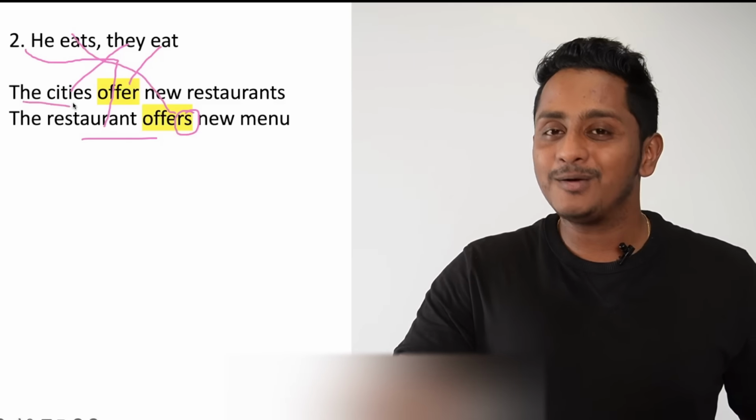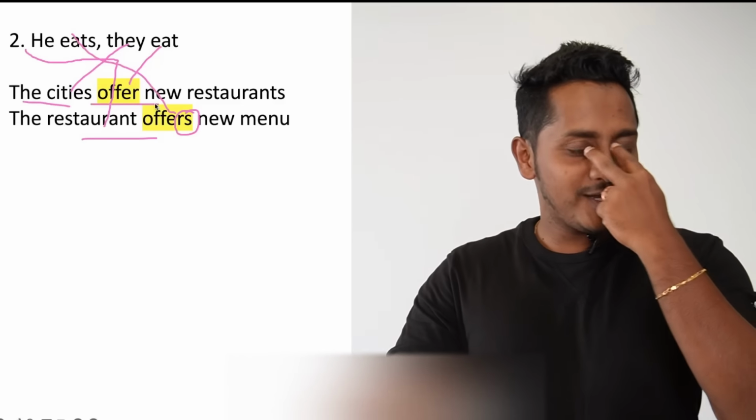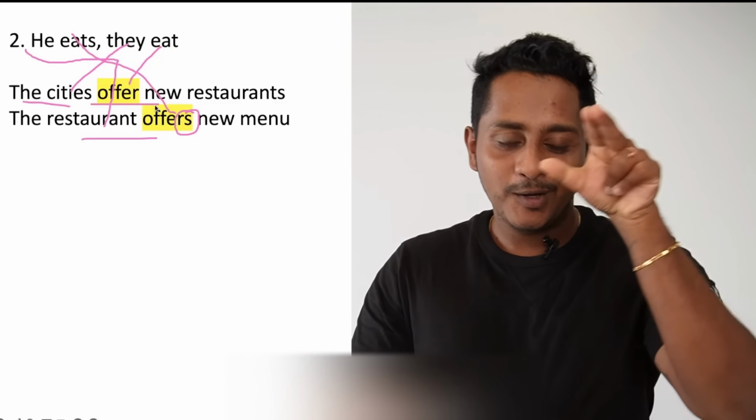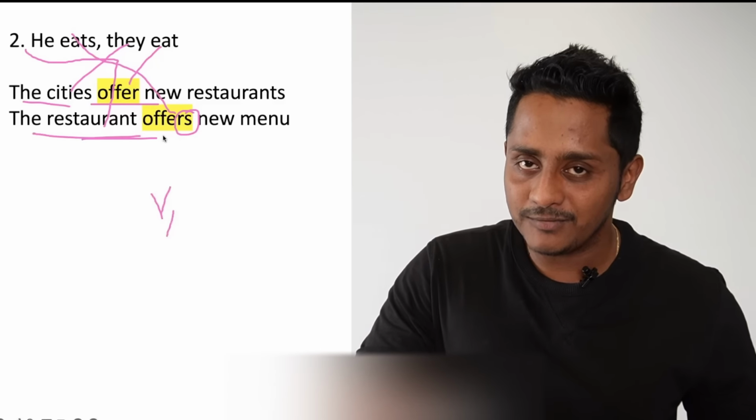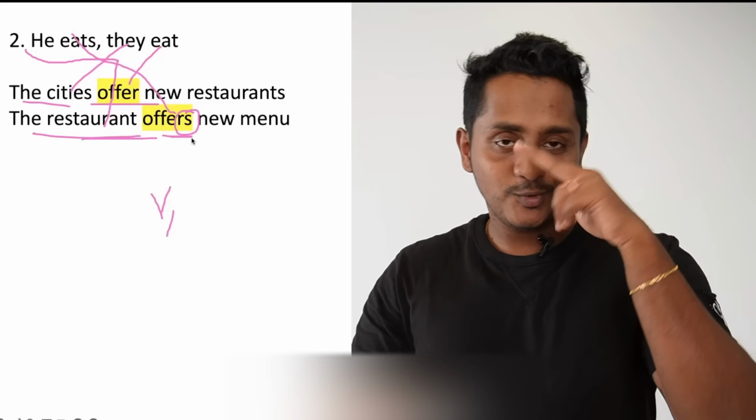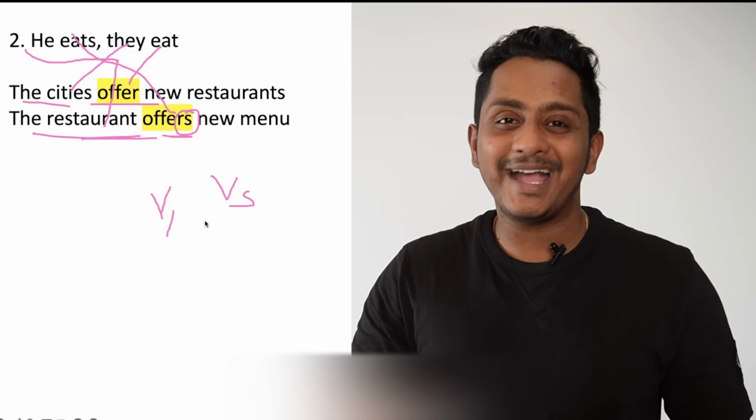If there is a plural noun and there is a dash, your eyes should only go to that option which has verb 1 in it. If there is a singular noun and there is a dash in the present tense, your eyes should only go to that option which has the verb with S in it.